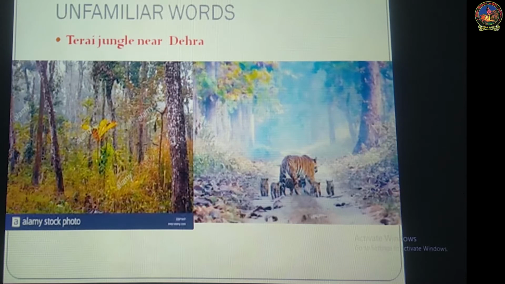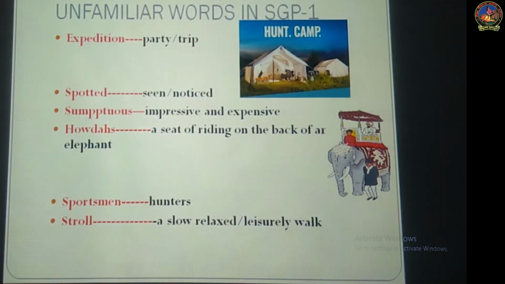Let us see another word, some unfamiliar words. Expedition. Expedition means party or trip. Students, see the camp, hunt camp. This is a trip. Expedition means party or trip. Spotted. The other word is spotted. Spotted means seen or noticed.